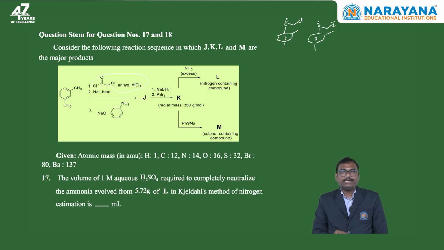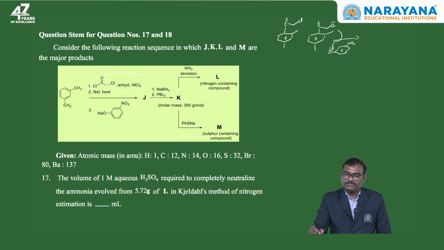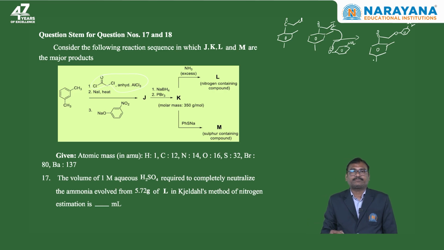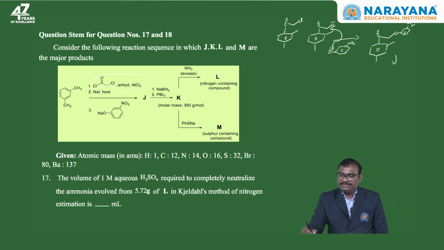Phenoxide, meta-nitrophenoxide. Yes or no? This meta-nitrophenoxide does one more SN2 mechanism. Then we get a compound J. The compound J is C double bond O, with the meta-nitro compound. Say yes or no? Here is 1 methyl, here is 1 methyl. Now this is J.